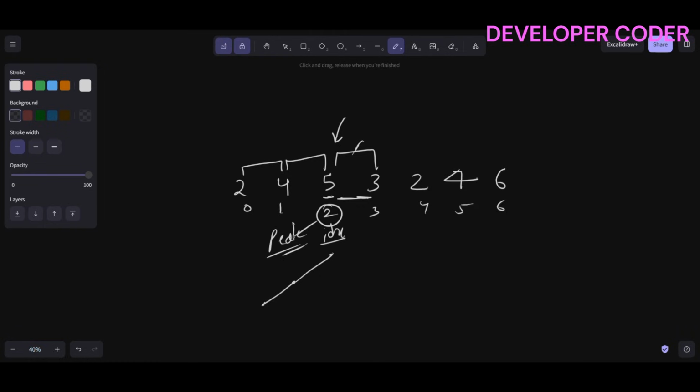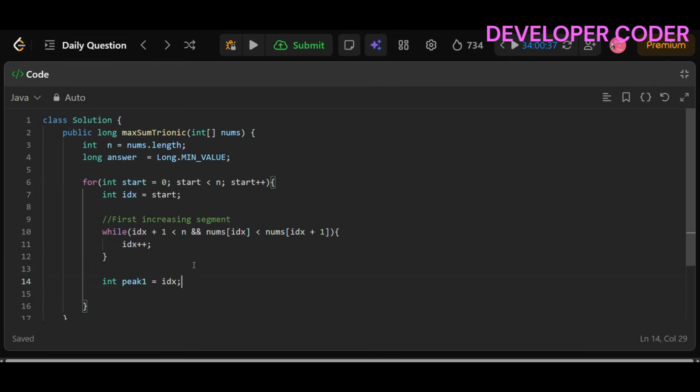So this is clear. Now for this to be increasing, at least 2 points should be there, na. If we have just 1 point, then it is not an increasing slope. But if we have 2 points like this, then it is an increasing slope, okay? So here what I will do, I will say need at least two elements.